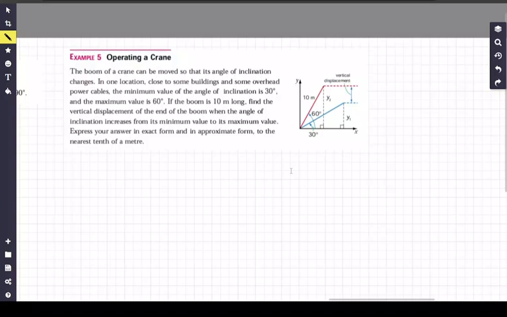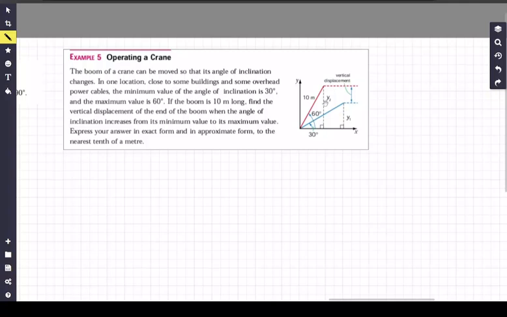Well, to find exact values of sine, cosine, and tangent. Then let's talk about this example 5, which is operating a crane. The boom of a crane can be moved so that its angle of elevation changes. In one location closest to some building, some overhead power cables, the minimum value of angle of inclination is 30 degrees, and the maximum is 60 degrees. And they gave you the diagram.